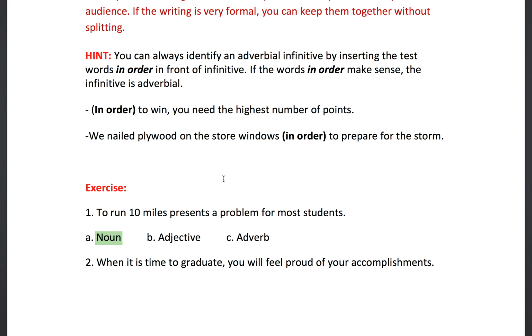We said that we can know that this is the adverb because it answers the why question and it can come at the very beginning of a sentence, followed by a comma. So this is the other hint for you.